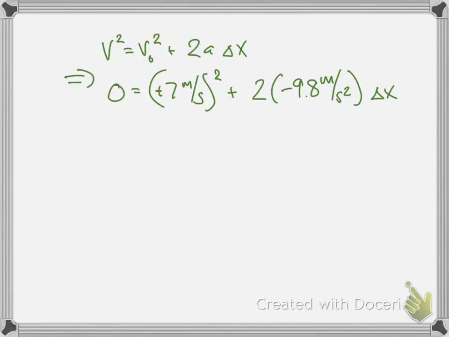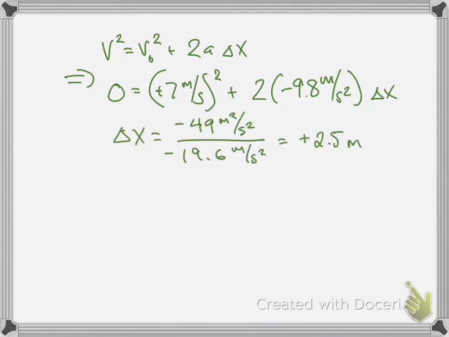So I've gone ahead and plugged the known variables into the third equation. Remember, it's so important to carry your signs, plus 7 meters per second and minus 9.8 meters per second squared. Solve for delta x. Make sure to carry your units and your signs. You try the algebra on your own. We get delta x equals positive 2.5 meters. Does the positive make sense? Yes, because we chose up as the positive direction and the displacement is in the up direction, so the positive makes sense. So we've determined delta x and v initial and v final for the up trip. Now let's do the down trip.